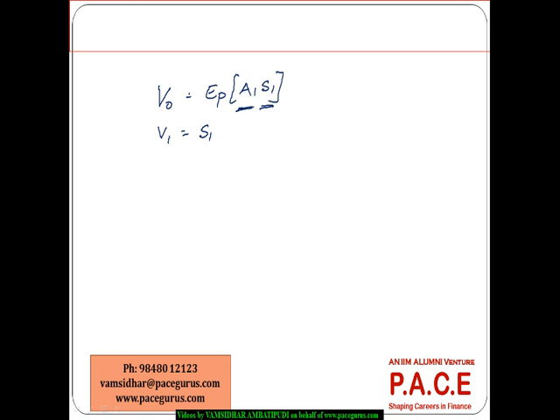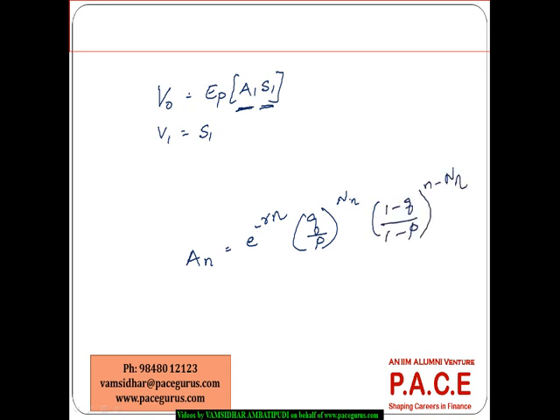The same logic goes even in the case of an n period binomial tree or a binomial lattice. In that case, An, the n period state price deflator, gets extended as e power minus Rn times q by p to the power of the number of up movements, times 1 minus q by 1 minus p to the power of n minus the number of up movements, that is, the number of down movements. Again, this becomes my state price deflator.